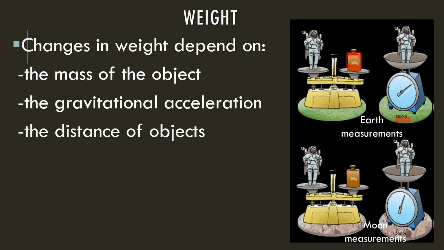But on the moon, the mass still remains the same of the astronaut, which is 120 kilograms, and the weight will change to 200 newtons. This is because the weight on the moon is smaller. So Fg on the moon is smaller as gravitational acceleration is smaller. This is due to the moon being much smaller than Earth.